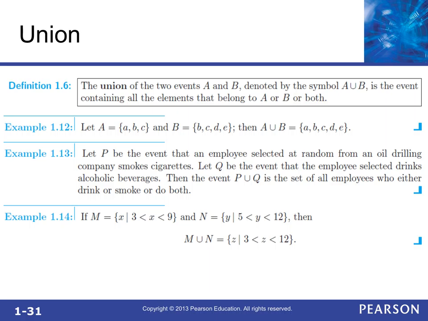Another relationship between two events is a union. The union of the two events A and B, denoted by the symbol A union B, is the event containing all elements that belong to A or B or both. So we can simply understand that by looking at this example. Let A equal ABC and let B equal BCDE, and in this case the union of A and B equals ABCDE. The other two examples are so easy, so I will not explain them any more.